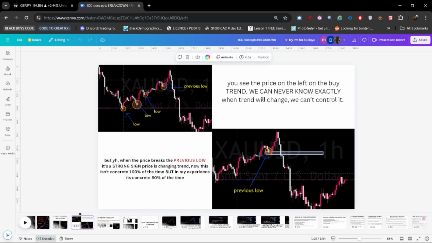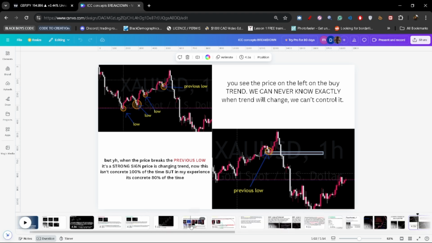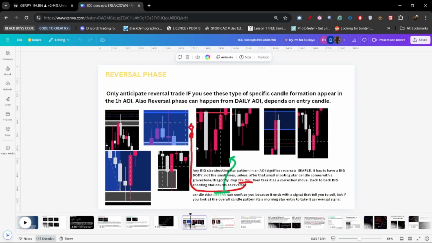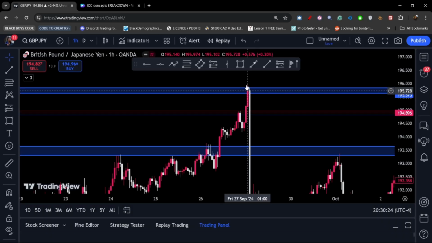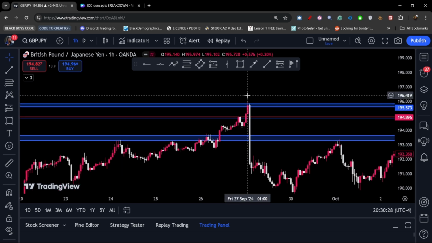So if you go to my ebook on, let's just say, page 15 or page 7, you're going to see I give you specific patterns you need to follow whenever you're looking for a reversal. So in this specific case, you can see that price gave the shooting star and then you would have taken this specific trade here.